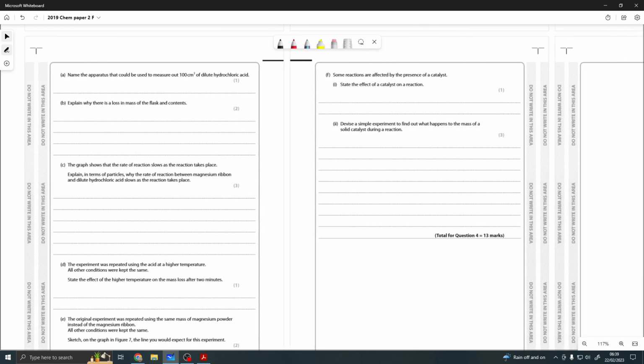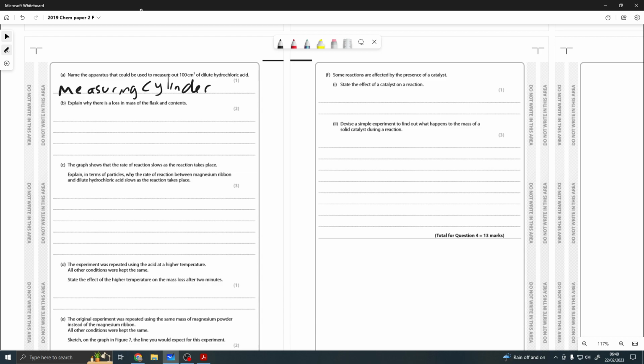Right, name the apparatus that could be used to measure out 100 centimeters cubed of dilute hydrochloric acid. Okay, now you're not going to say beaker or conical flask. You're going to say a measuring cylinder, because that's what you use. You use a measuring cylinder.